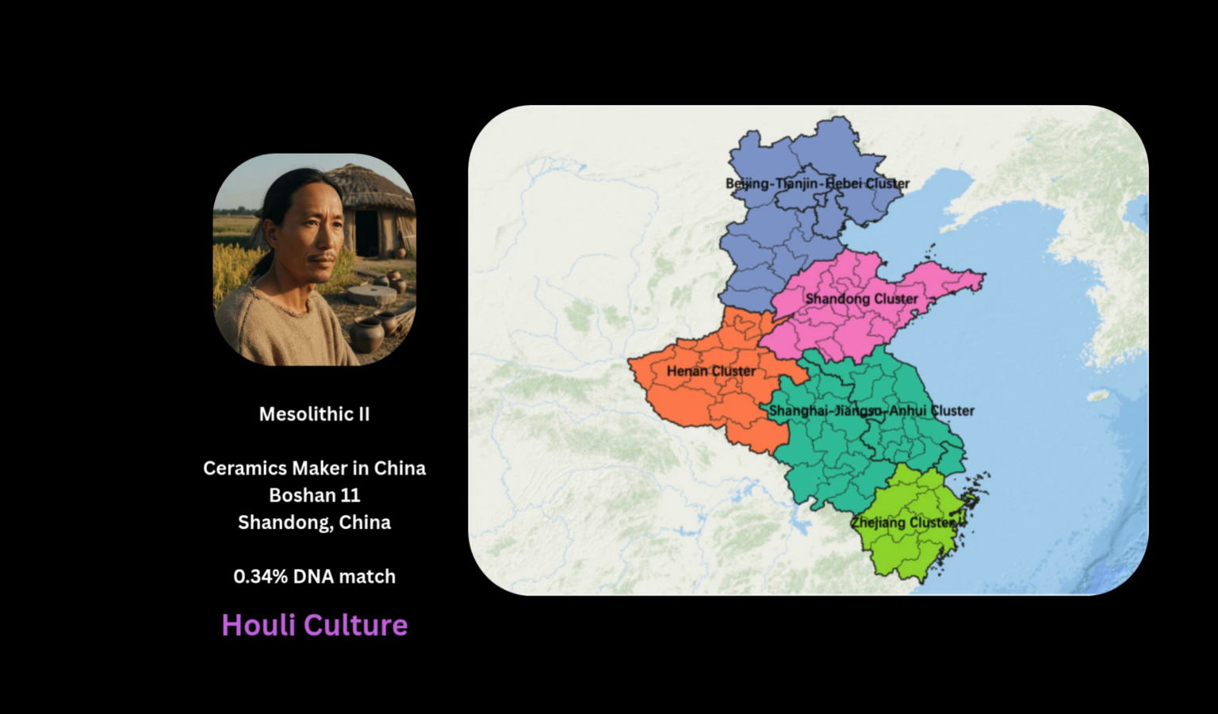Because he lived precisely during the transition from foraging to early farming, his diet and clothing were completely tied to the local forests, rivers, and wildlife of Neolithic Shandong.